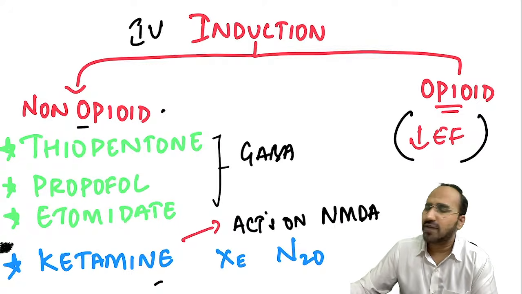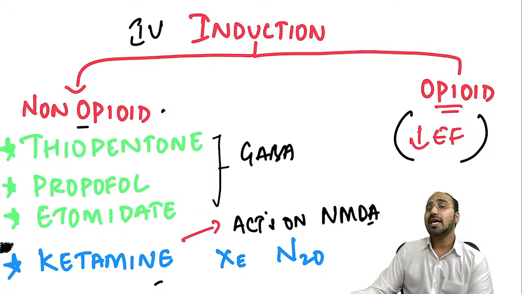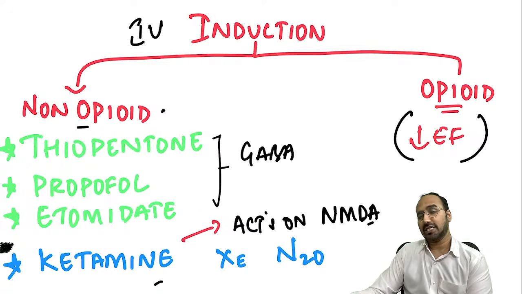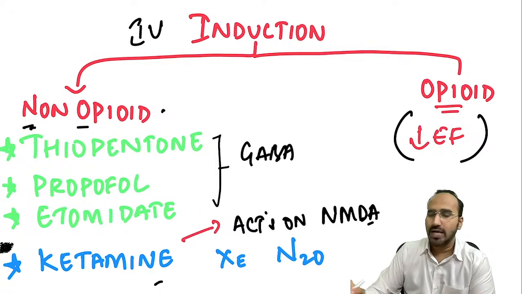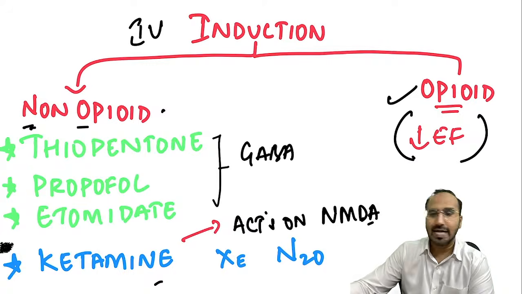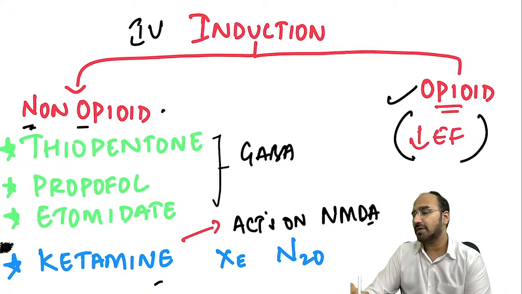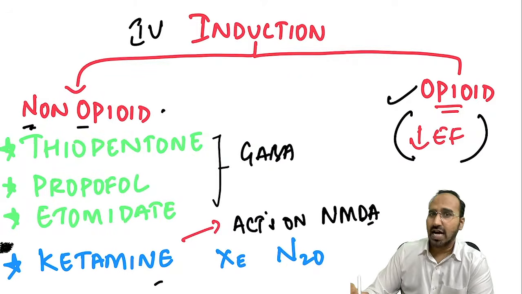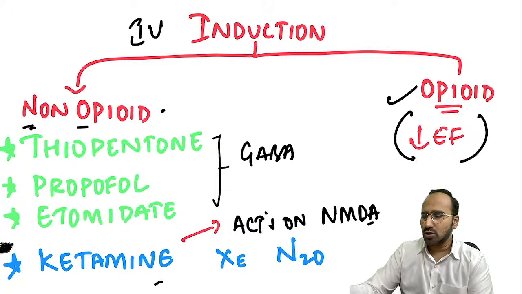NMDA receptors. Apart from ketamine, xenon and nitrous also work on the NMDA receptor. Imagine a patient is having a low ejection fraction. You cannot give non-opioid in low ejection fraction. In low ejection fraction, you have to always go with opioid induction. Why? Because opioid does not have that much effect on the heart. But if the patient's heart is good, then you can go with non-opioid.